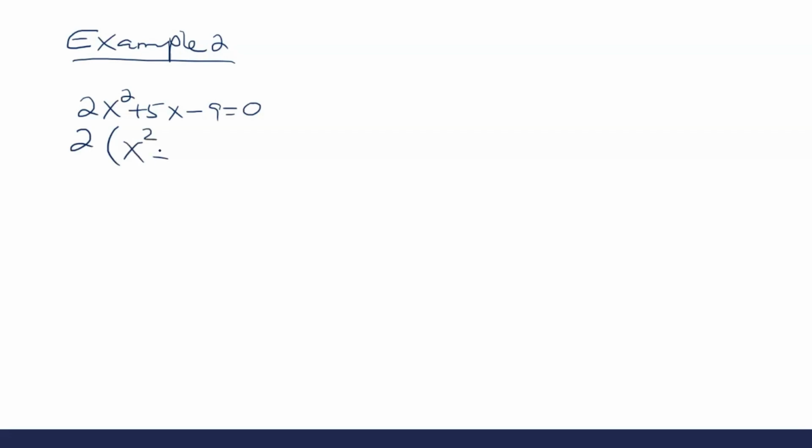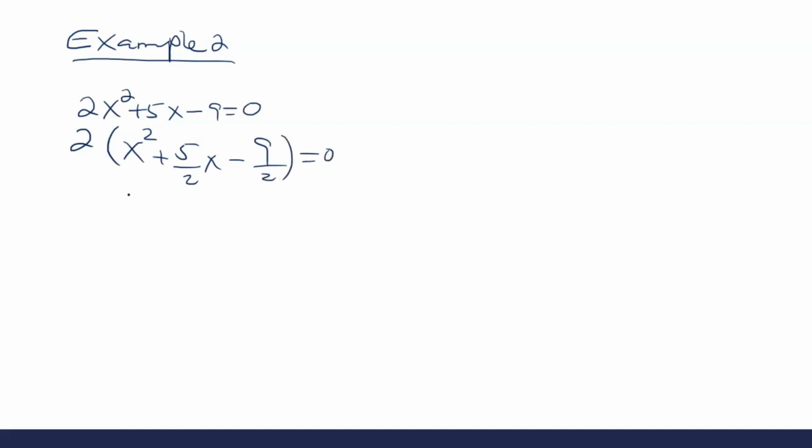So, second example: factorize by using completing the square. So let's see this expression. I want to solve for x using the completing the square formula. So again, we take the coefficient of the x squared out, so the 2 out, so that gives us x squared plus 5 over 2 x minus 9 over 2.